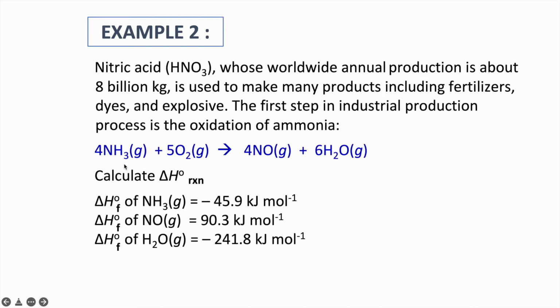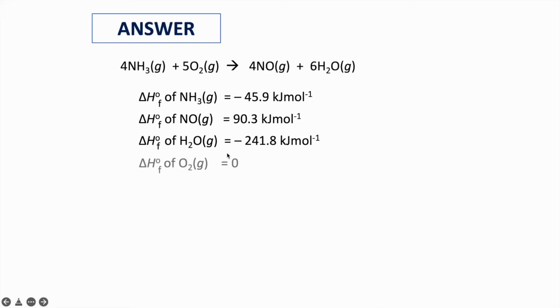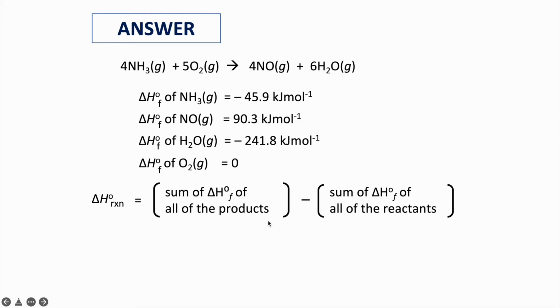So here we have for NH3, we have for NO, we also have for H2O, but the oxygen is not given. Remember that oxygen is in its most stable state, O2 gas. So delta H formation for elements at their most stable state is equal to 0. So now you have the delta H formation for all reactants and products. You can use the equation of sum of delta H formation of all products minus sum of delta H formation of all reactants. Standard enthalpy change of the reaction is equal to, you have to take into account the number of moles or the stoichiometry for each reactant and product.